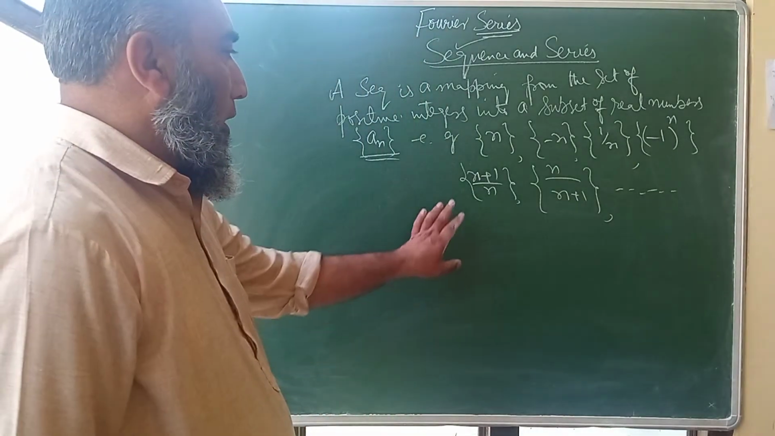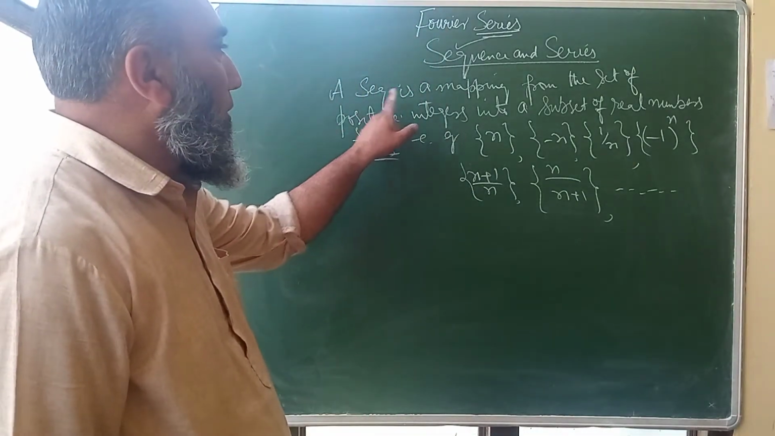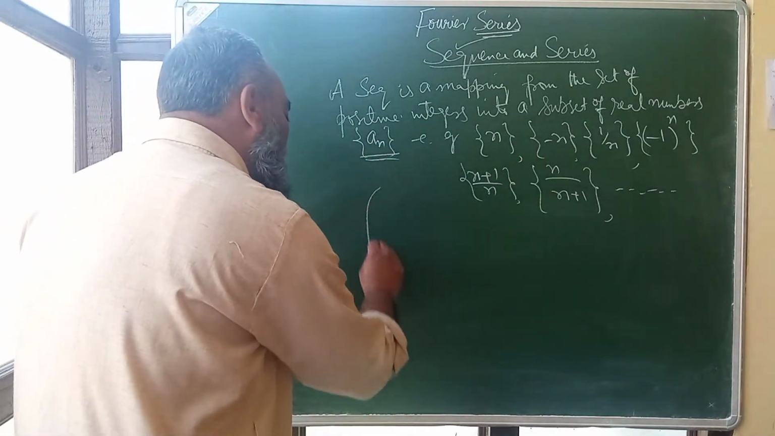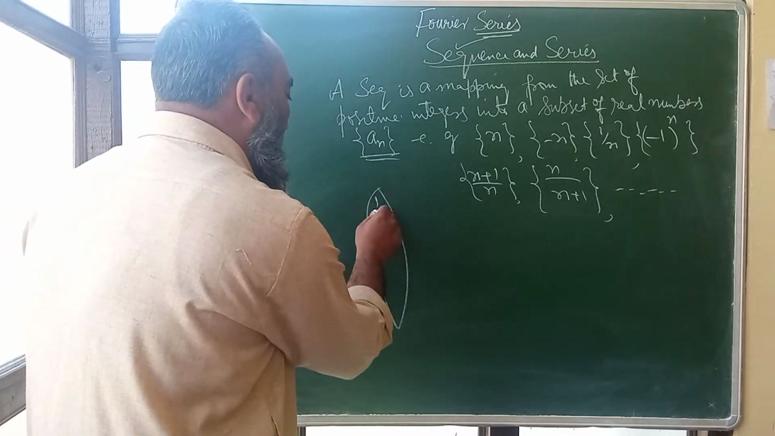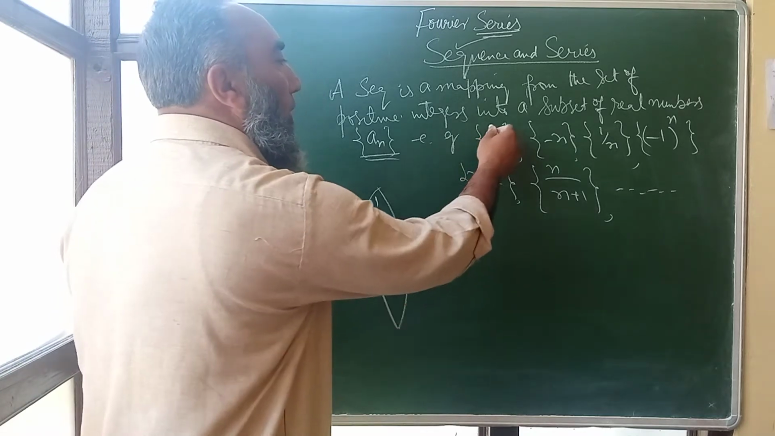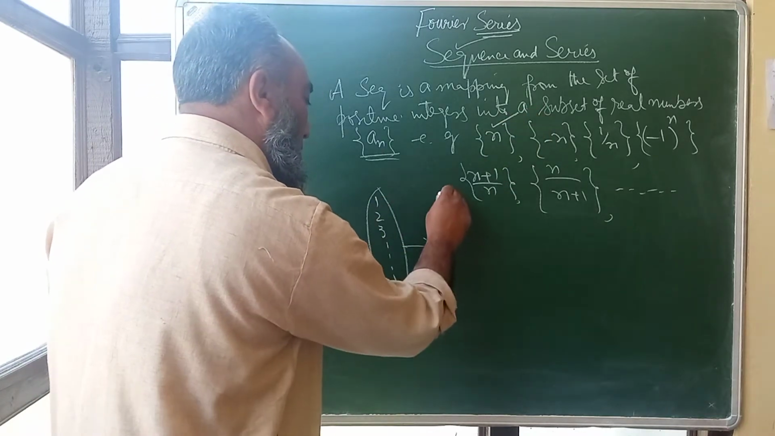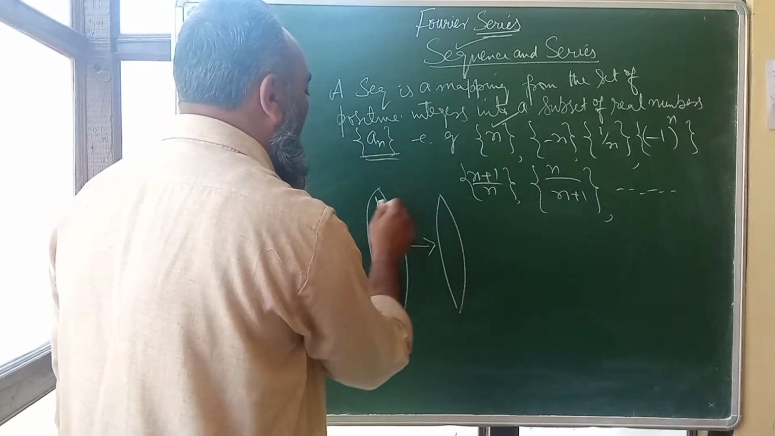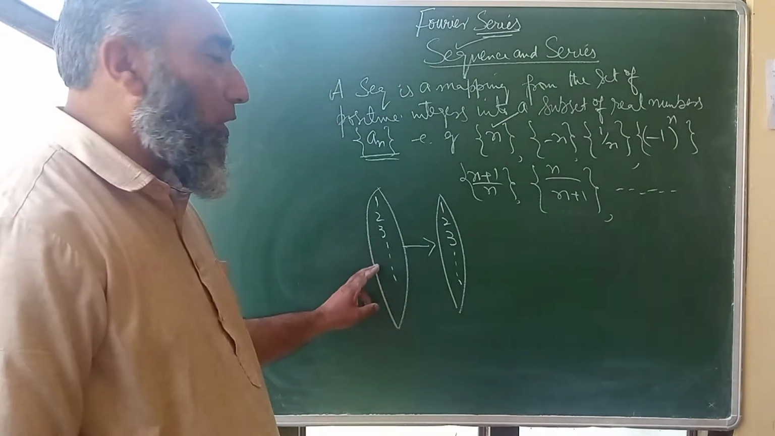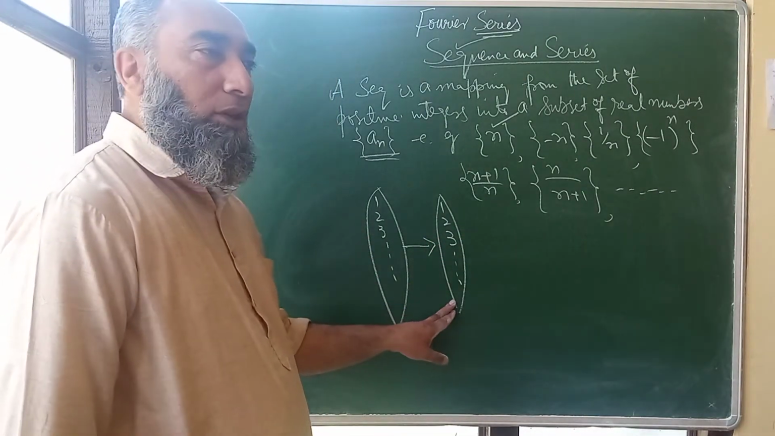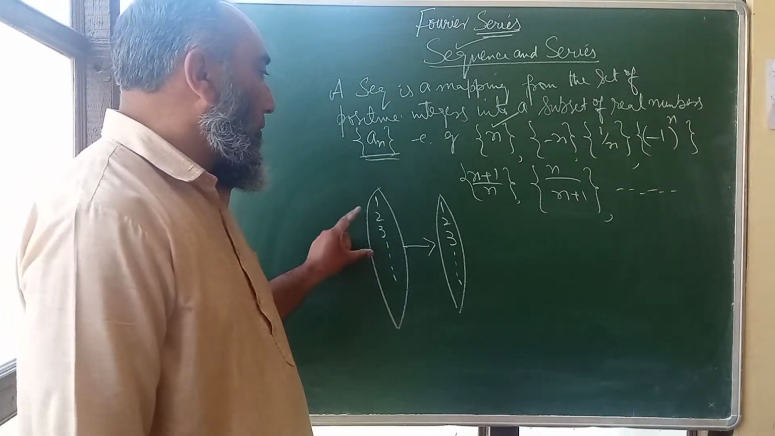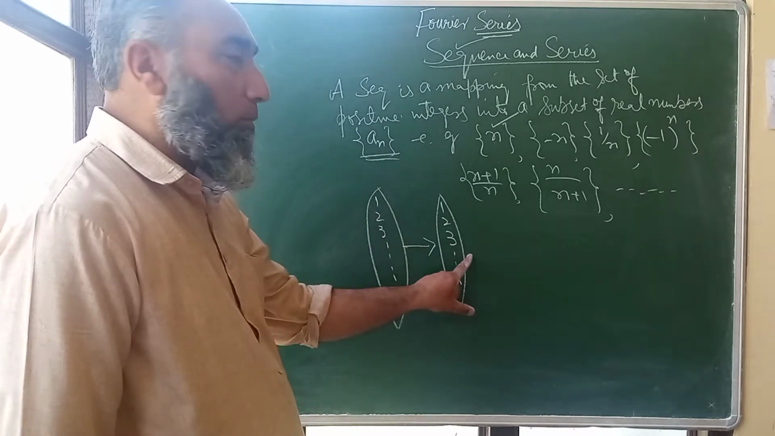Now, what I have said is that a sequence is a mapping from the set of positive integers into a subset of real numbers. Means its domain is always the same: 1, 2, 3, and so on, the set of positive integers. Now the range may vary. For example, for the sequence n, when n is 1, it is 1, n is 2, it is 2, n is 3, and so on. You have the same domain and same range, because every set is a subset of itself, so this is a mapping from the set of positive integers into a subset of real numbers.